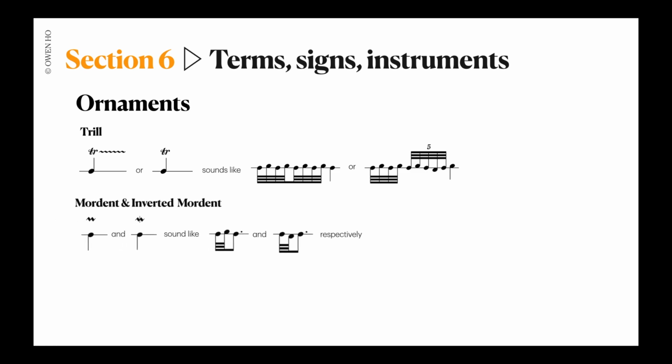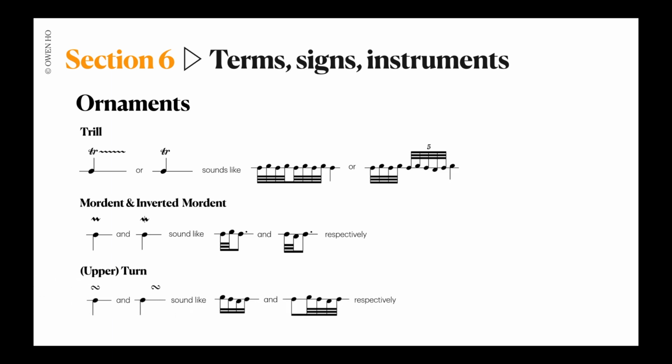The next ornament is called the mordent, and its variant, the inverted mordent, and is essentially a very quick trill with 3 notes only in total. For the mordent, it sounds like this, da-da-dum, and for the inverted mordent, it's the other way round, da-da-dum, and that's it. And the next ornament is called the turn, or sometimes called the upper turn.